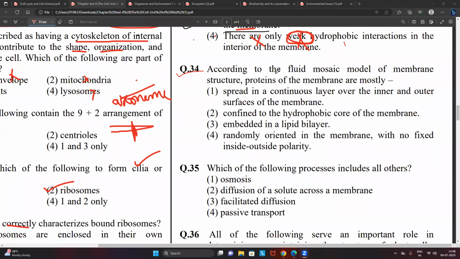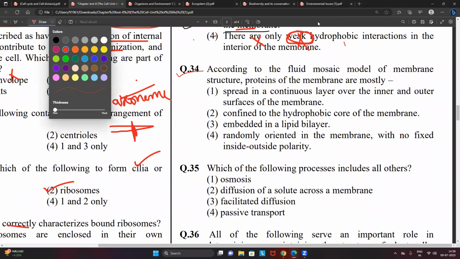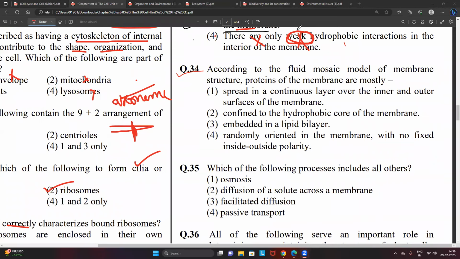I'm asking very simple but logical questions. Question number 34. Okay. Friends, it's very easy, friends. See, all the students try to understand the options very correctly. The best way of answering a question is making it simple. That is the best way.